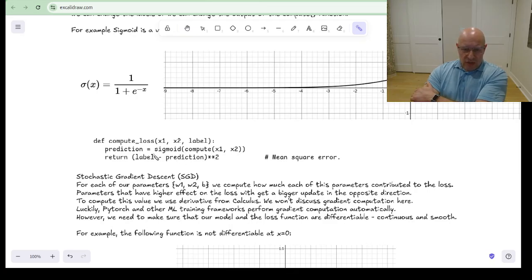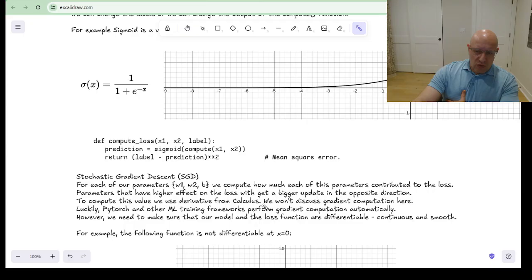There are mathematical ways of figuring this out. Parameters that have a higher effect on the loss will get a bigger update in the opposite direction. So we will not update all parameters with the same update. Parameters that contribute more to the loss will be updated with a bigger update. Okay, so how do we know how much each of those contributed to the loss? We use a derivative, which you probably studied in calculus if you studied calculus.